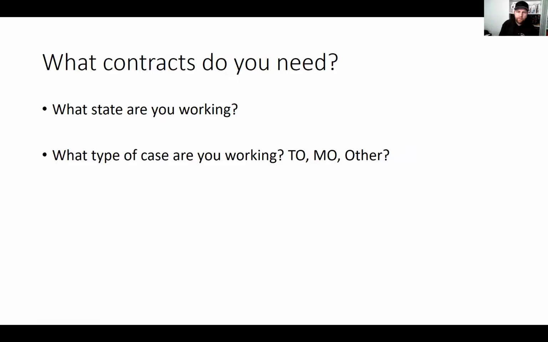So here's the thing, guys. Before you can get a correct answer to the question, what contracts do you need? You need to first consider two other questions. Question number one is, what state are you working in? Are you working California? You work in Texas, Florida, Georgia? What state are you working in? You need to answer that question first and have a basic understanding of the laws in regards to surplus funds for that state. The second question you need to answer is, what type of case are you working on?